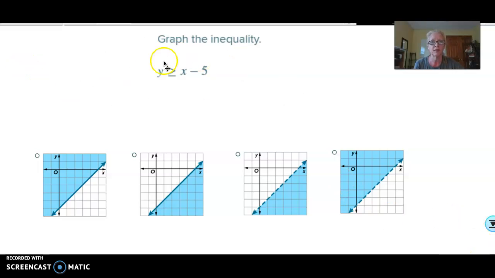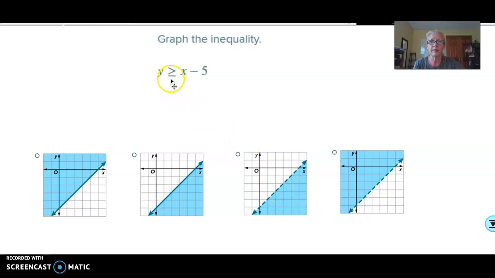They give you the equation, and then you just have to pick the right graph. If we were going to graph this one, we would have started at -5 on the y-axis. You can see all of the possible solutions start at -5 on the y-axis. Then they have a slope of +1. Well, they all have a slope of +1, so most of the work is done for you. Which one of these has the appropriate type of line and has the right half of the graph shaded?